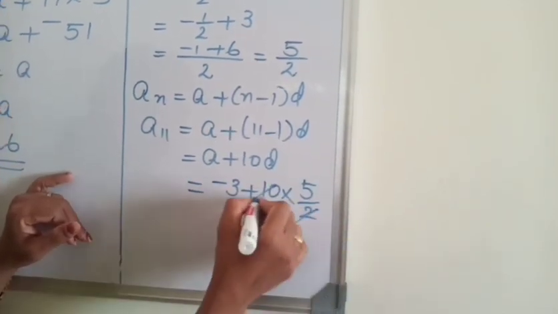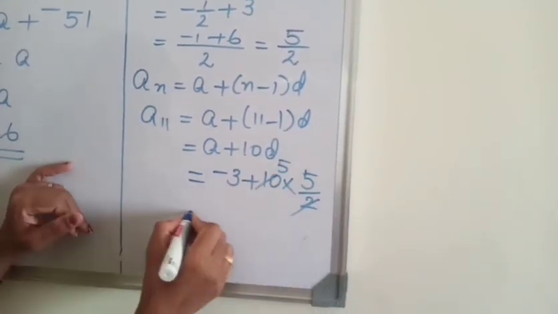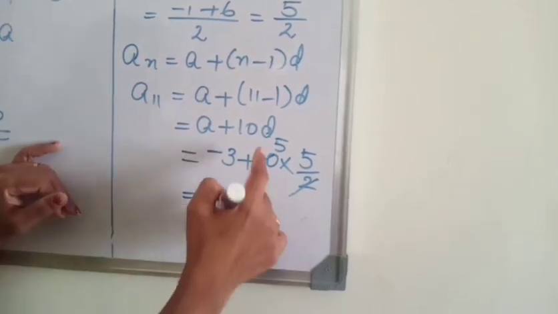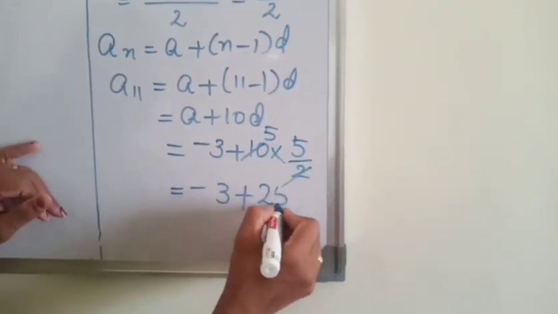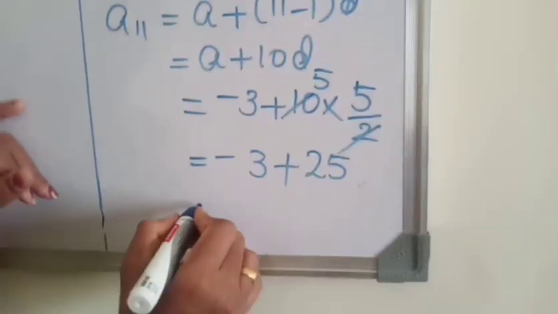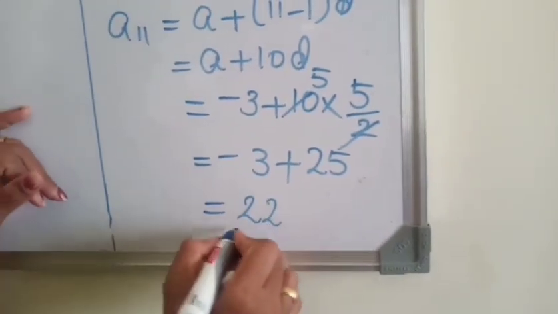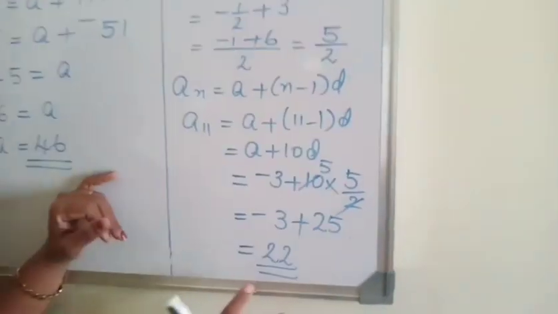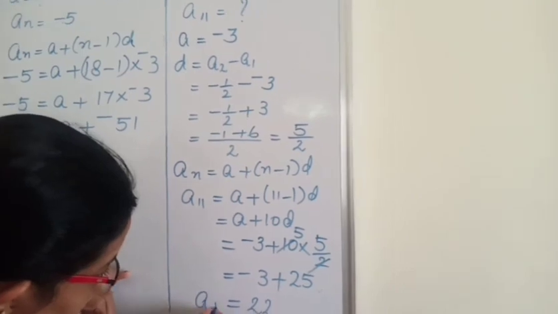2 and 10 cancel. So we will get again 5. Minus 3 plus 5 into 5, 25. 25 minus 3, 22. So the 11th term of this AP is 22, A11.